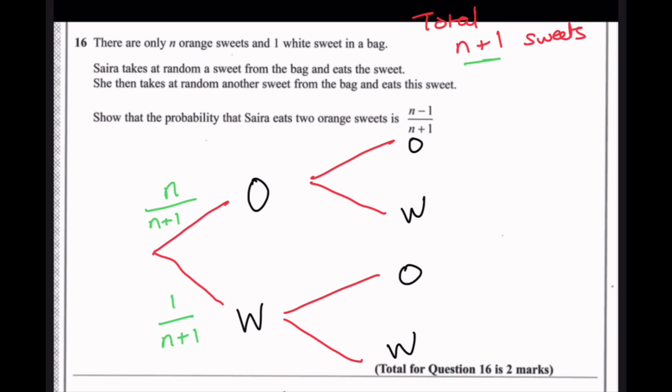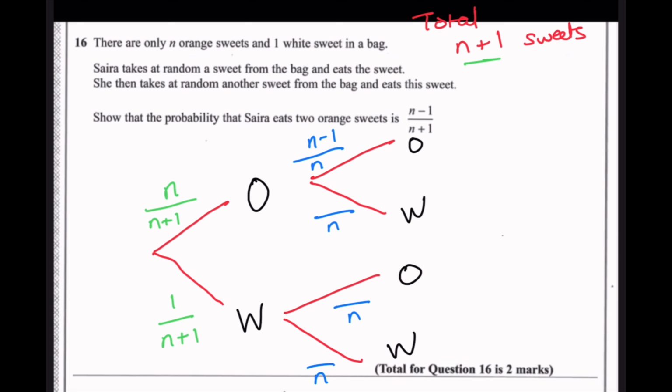Now, the second time, if she picks an orange sweet, I've taken away 1 orange sweet. So I now have n minus 1 oranges out of, I've taken away 1 from the total pot. So I have n left. N minus 1 over n. Because I've taken 1 sweet from the total pot, so there's no longer n plus 1 sweets, there's now n sweets in the bag. If I take another one, I have n sweets in the bag, so all of these have n sweets in the bag as totals.